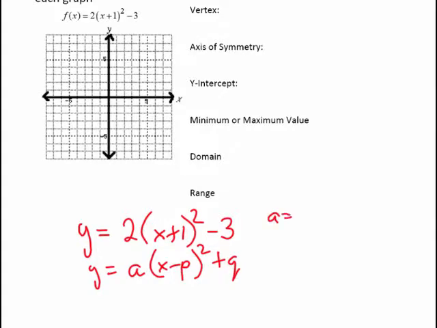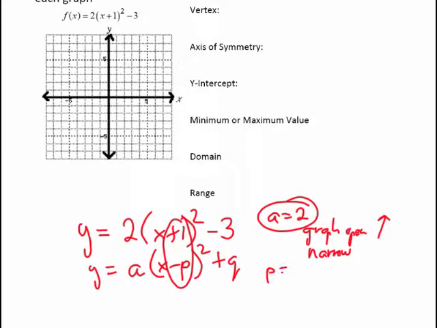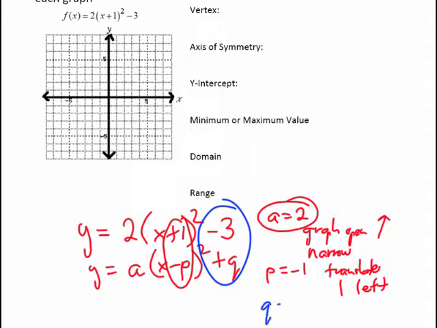Okay, so a is 2, which means the graph is going to open up because we have a positive value of a. It's going to be narrower than a normal parabola because a is more than 1. p is -1 because we think of it as x minus -1, which means we're going to translate the graph 1 to the left. And q is -3, which means we're translating the graph 3 down.